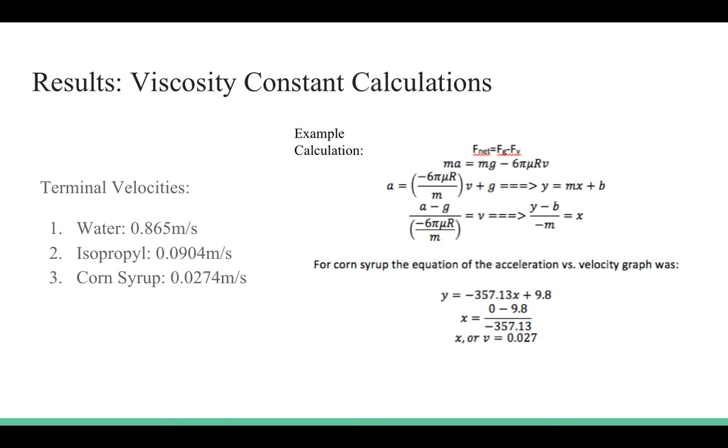Terminal velocities were calculated using the previous equation, and when terminal velocity is hit, acceleration equals 0, so you can set this equation equal to 0 and then solve for x. Terminal velocity was found for all 3 liquids, as you can see here.